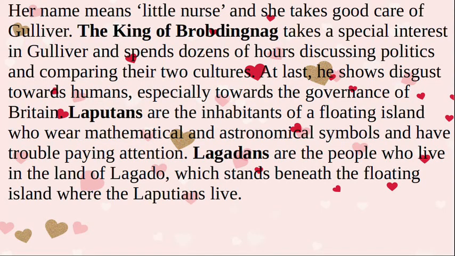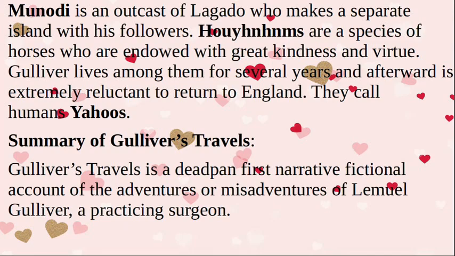Laputans are the inhabitants of a floating island who wear mathematical and astronomical symbols and have trouble paying attention. Lagadans are the people who live in the land of Lagado, which stands beneath the floating island where the Laputians live. Munodi is the outcast of Lagado who makes a separate island with his followers.